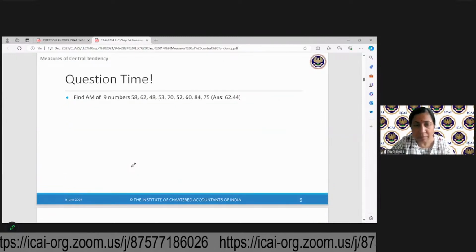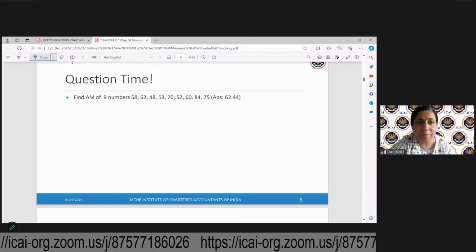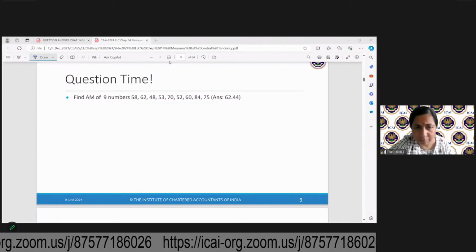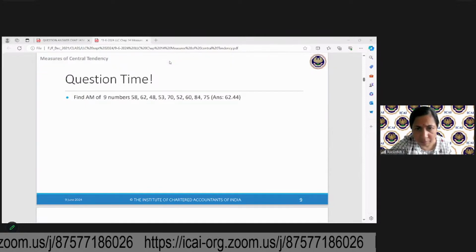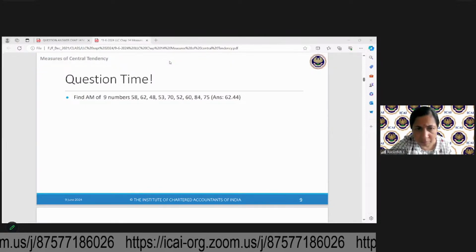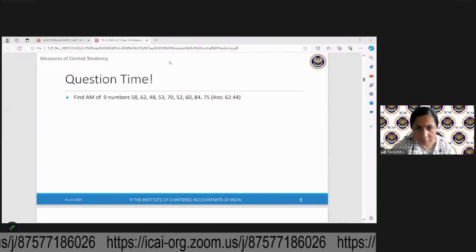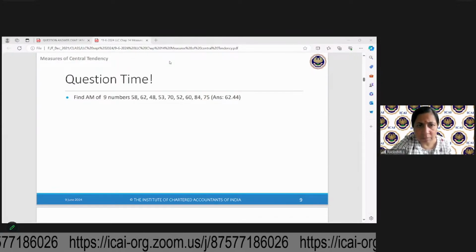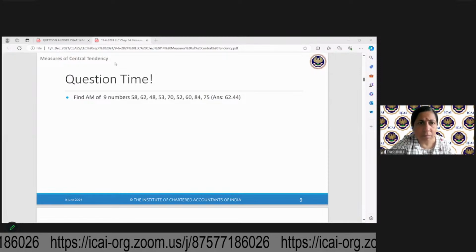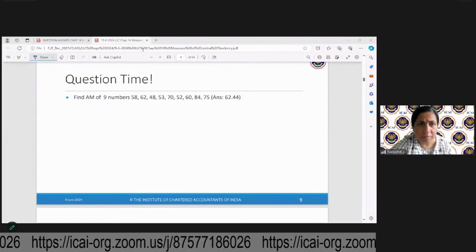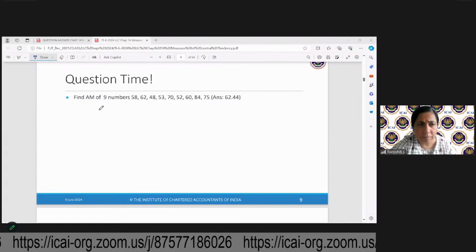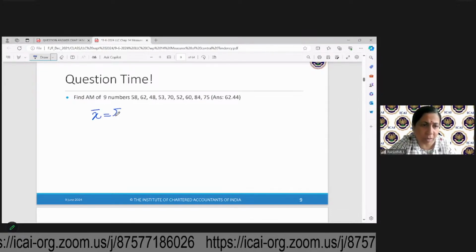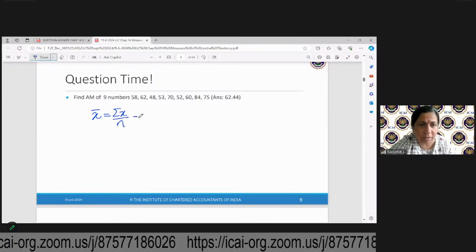Okay. Can I get this answer? Okay. So let us find the arithmetic mean. So I call it as x bar. X bar is equal to summation x upon n. So what will I write?